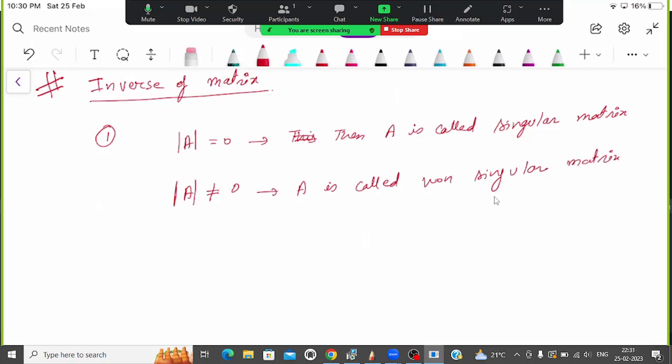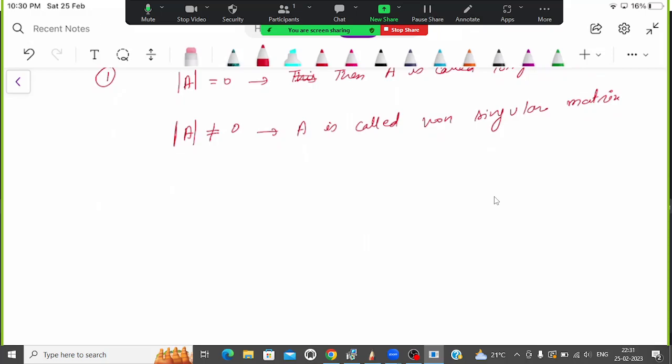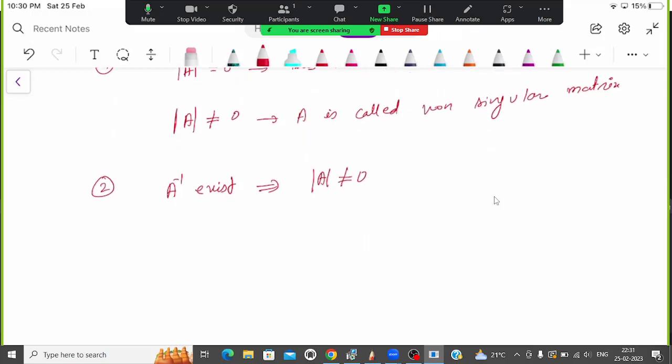You will see in a further lecture how we calculate the determinant. Don't worry. Now the second property: if inverse of A exists, then determinant of A will not be equal to 0. Okay, this is the vice versa.